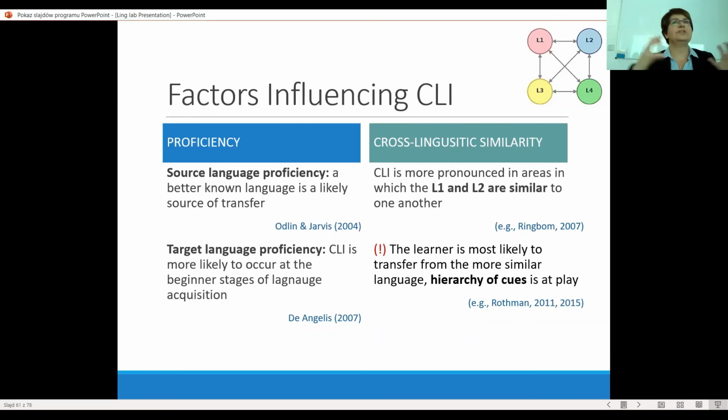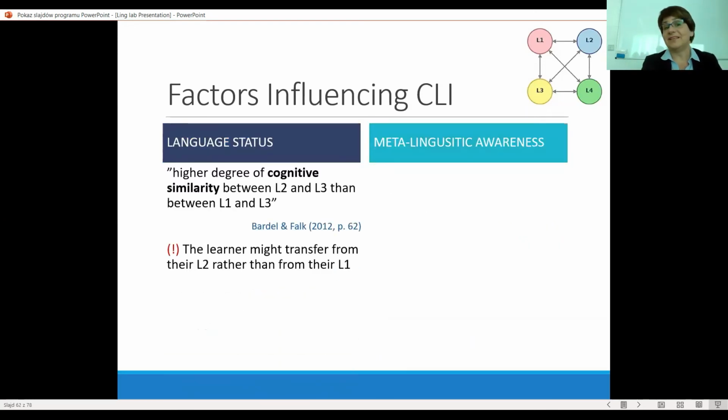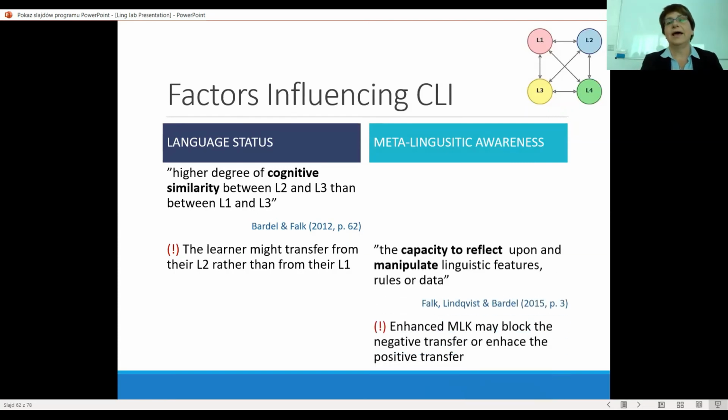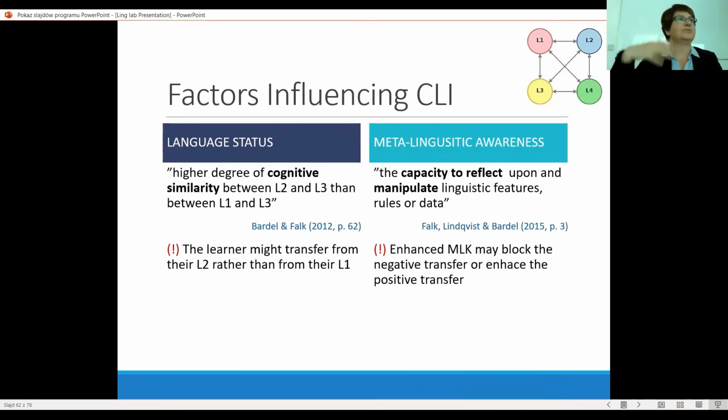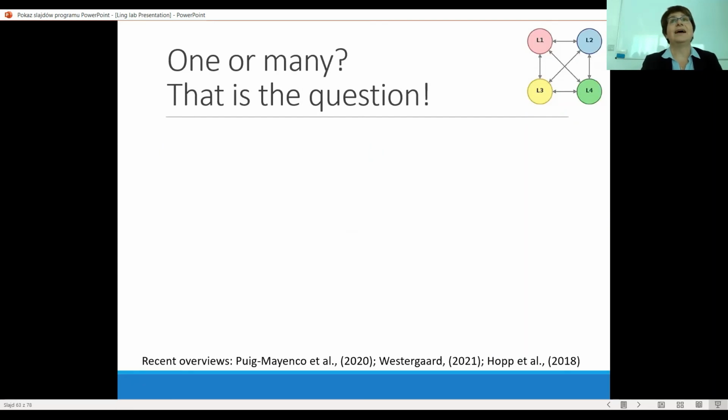So the learner will notice certain cues, but might not necessarily notice some others, like similar vocabulary will be noticed faster than similar grammar. There is some research showing that maybe the 2nd and the 3rd language will be cognitively more similar, because they are learned rather than acquired in childhood. And finally, this capacity to reflect on and manipulate knowledge might matter. A key question in 3rd language acquisition is which languages will matter in this acquisition.